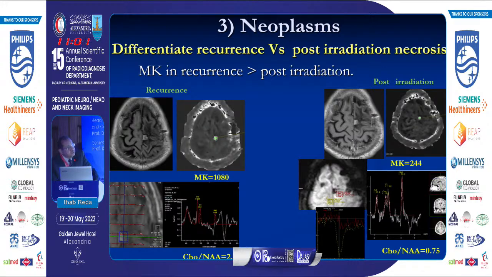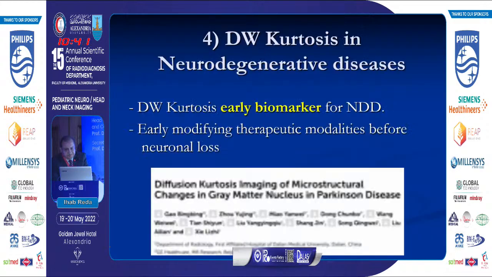Now look to the mean kurtosis. It was here 1,000 and dropped in the post-radiation to 200. So the mean kurtosis can help to differentiate without contrast administration. Again, we are working on that to reach cutoff values.